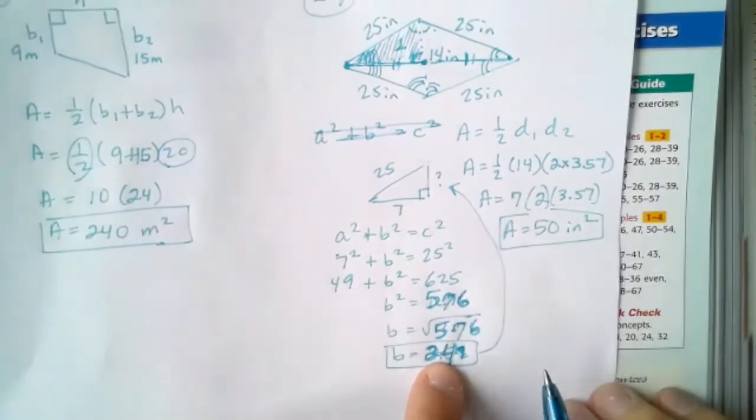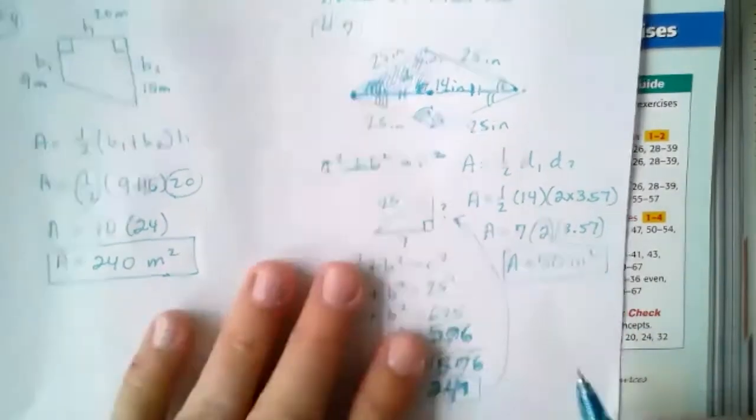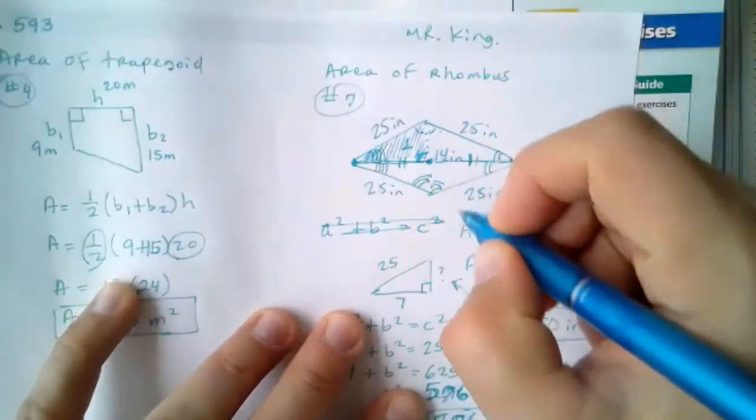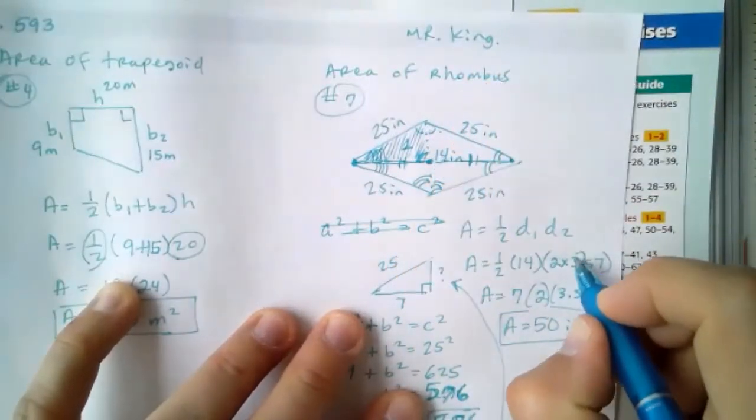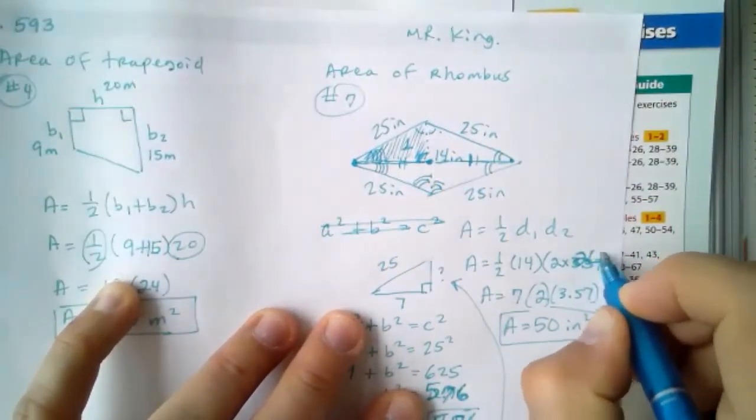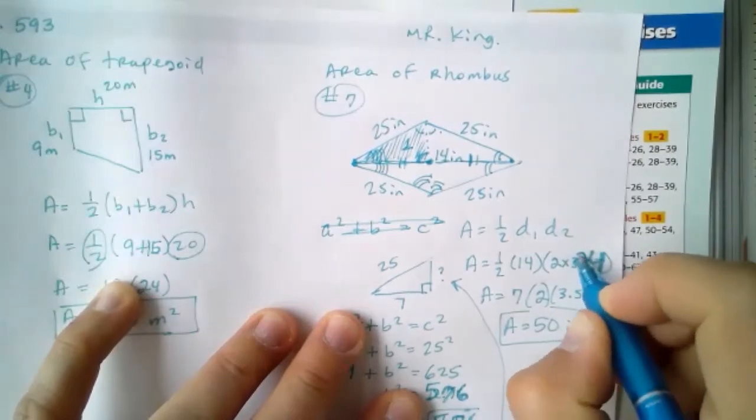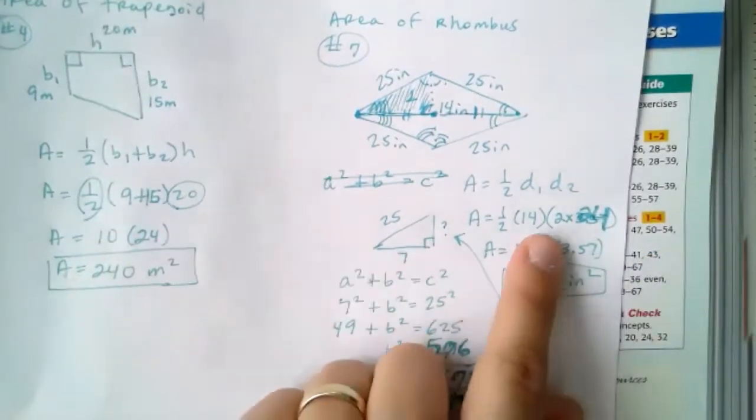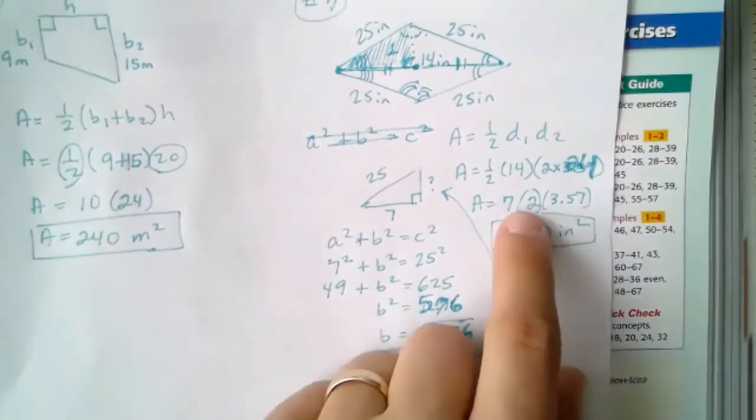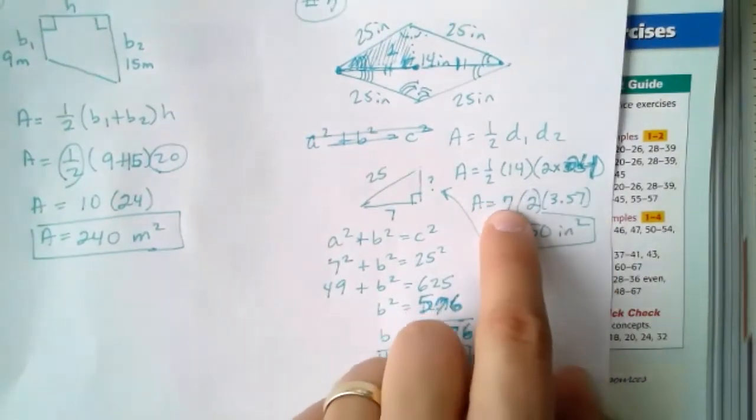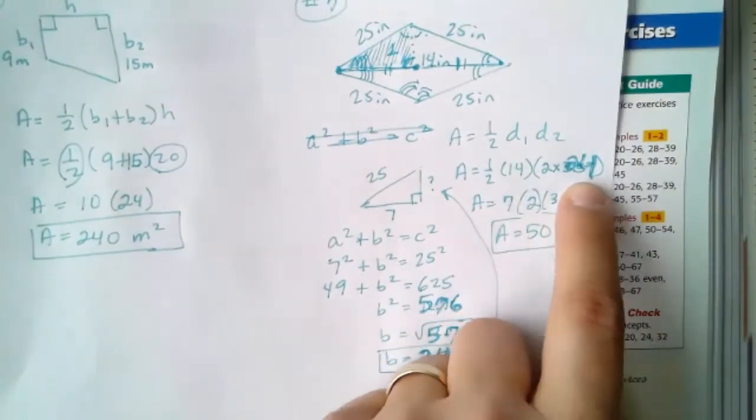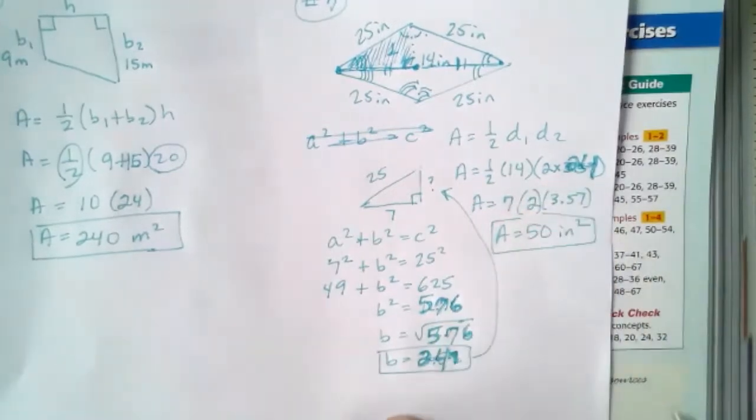Now what does that mean? That means this right here is 24 from here to here. Now double that is 48. So let's go back and recalculate this. So we've got 7 times 2 times 24.